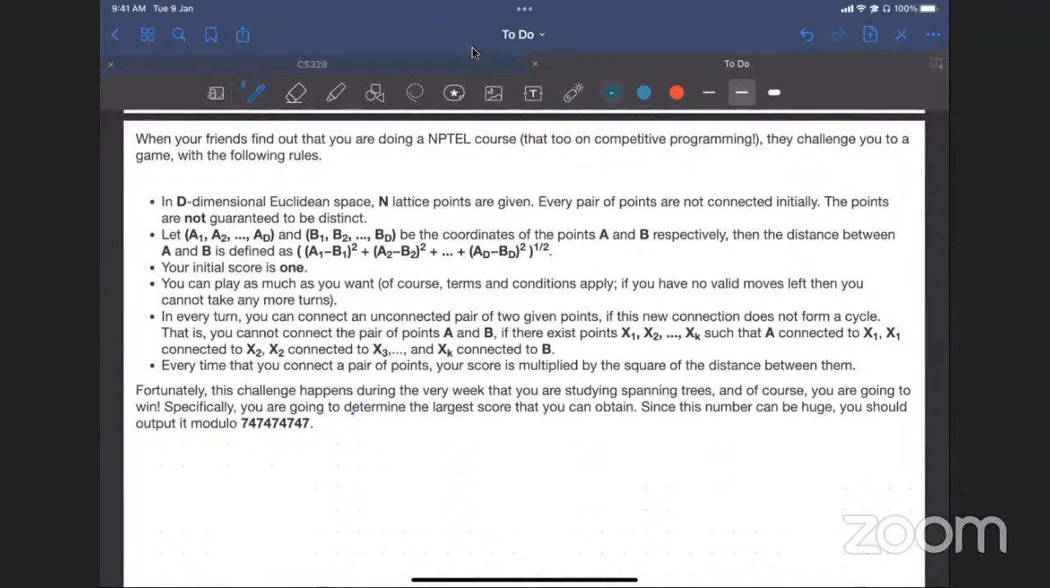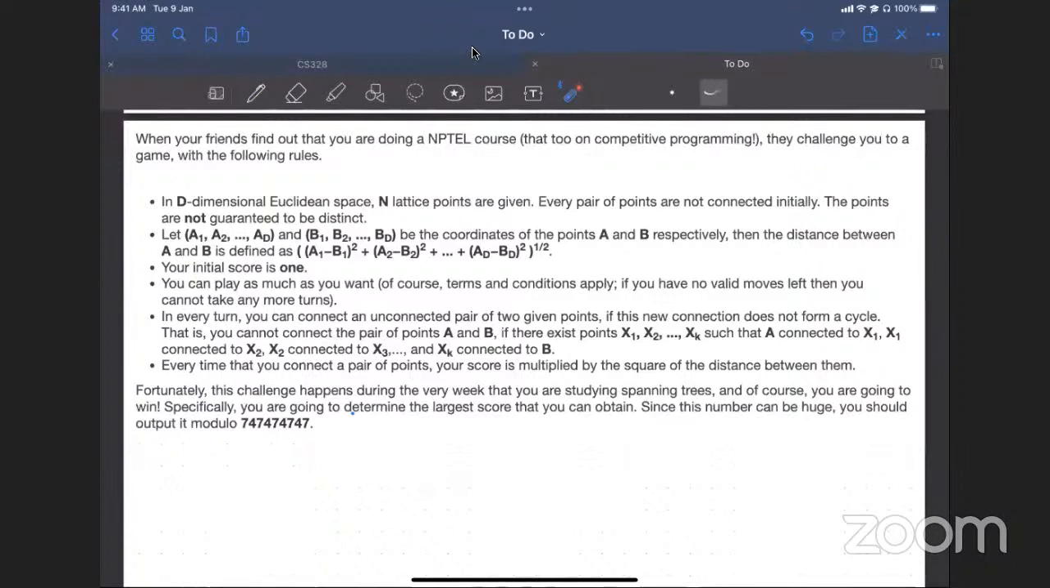Right. So this is the question: you are given n points in a d-dimensional space. I'll just read the question. Every point is not connected initially, so the points are not connected by any means. They're all their own component in the space, and the points are not guaranteed to be distinct. So you may have a situation where two points overlap with each other.